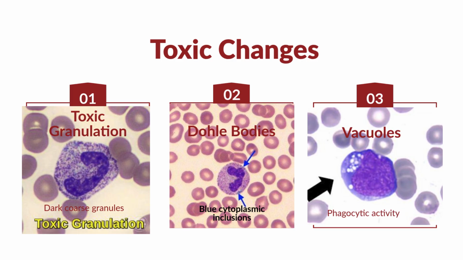Toxic granulation, number 1: dark, coarse granules in the neutrophils. These granules are more prominent than normal and indicate increased enzyme activity. Why does this happen? The marrow is speeding up neutrophil production during infection.